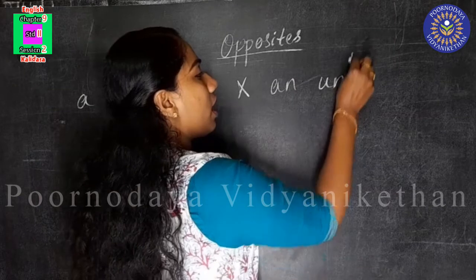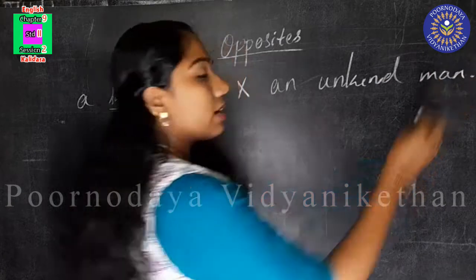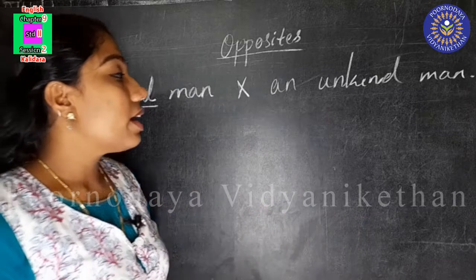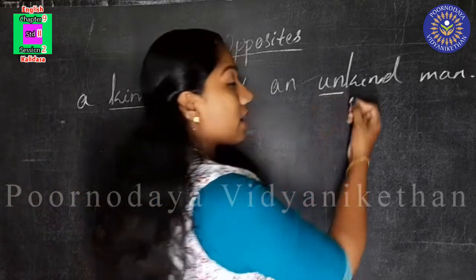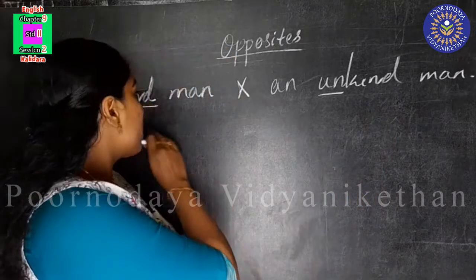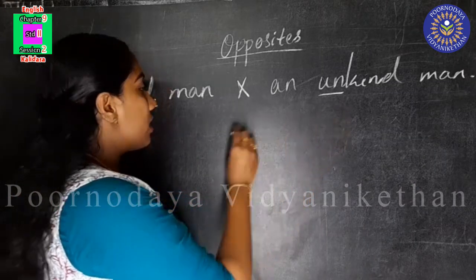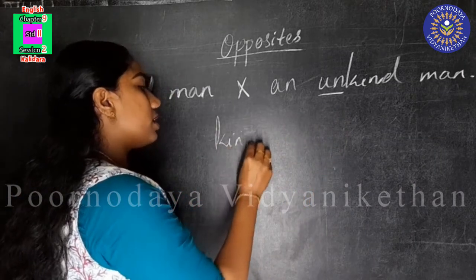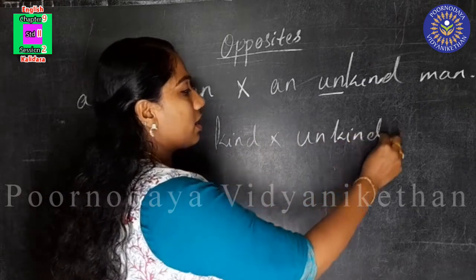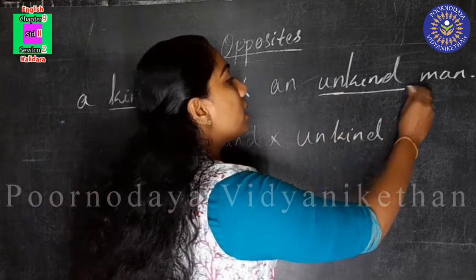An unkind man. Here, kind is the adjective. Here, we added un. Then, it became the opposite of kind. So, what is the opposite of kind? Unkind. Look here, children. Kind. What is the opposite? Unkind. A kind man. An unkind man.